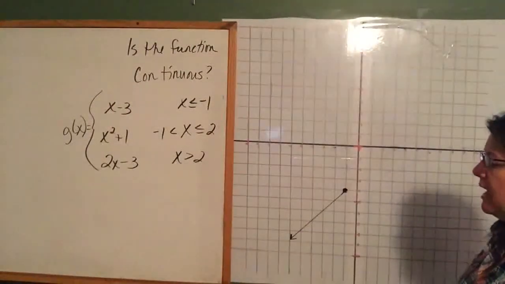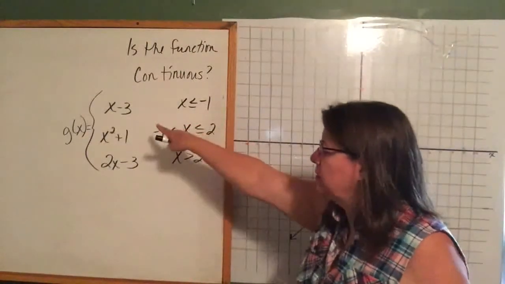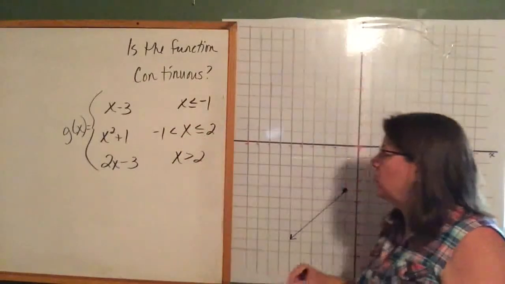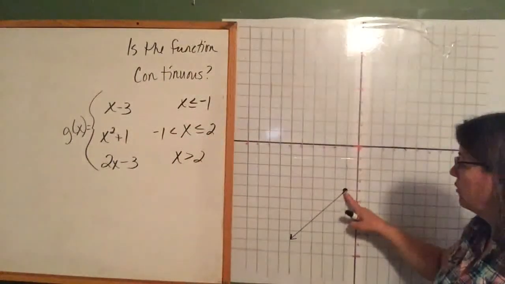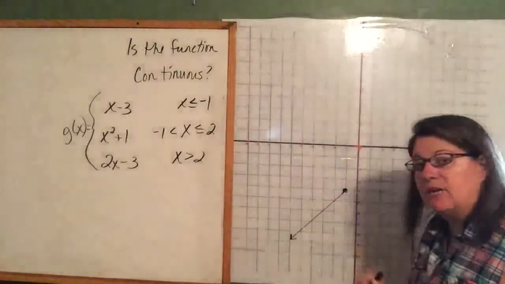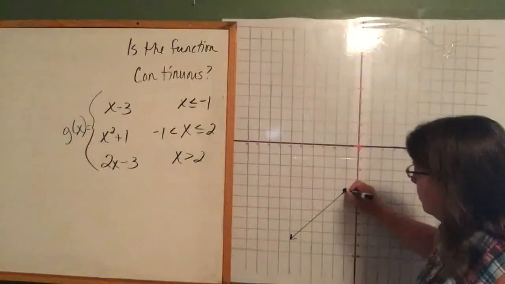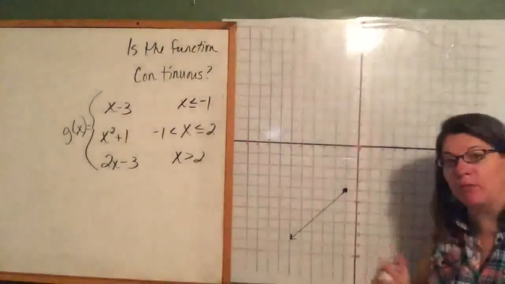Another way you could do that, you could plug -1 in. So -1 minus 3 is -4, so you know the point (-1, -4) is on that graph. And then you know the slope is 1, so you would then draw it in that direction. So you could start at the endpoint if you wanted to and go from there, or you could draw the whole thing and erase the portion you don't need.